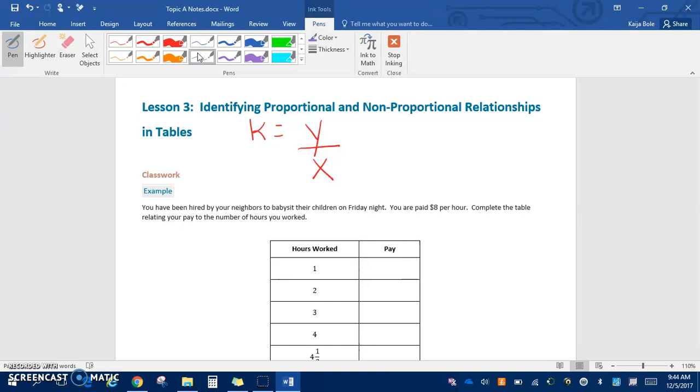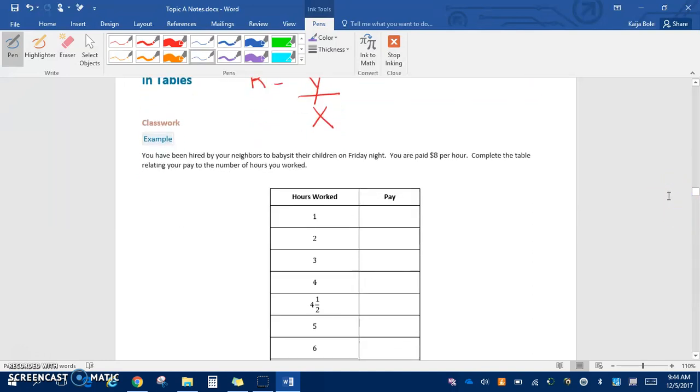So the first example says, you have been hired by your neighbors to babysit their children on Friday night. You are paid $8 per hour. Complete the table relating your pay to the number of hours you worked. So we know that after 1 hour, you would make $8. After 2, you would make 16. 3, you would make 24. 4, you would make 32.